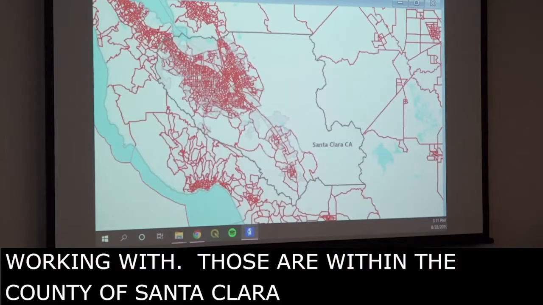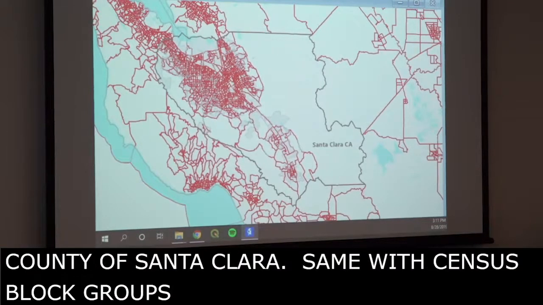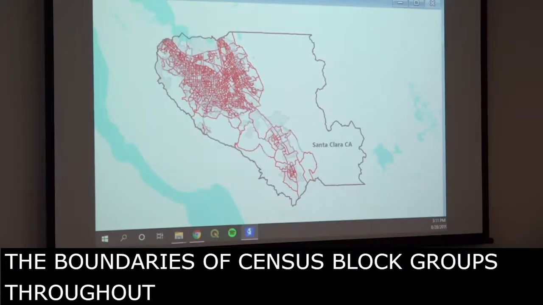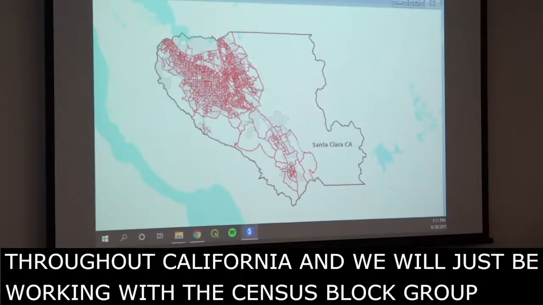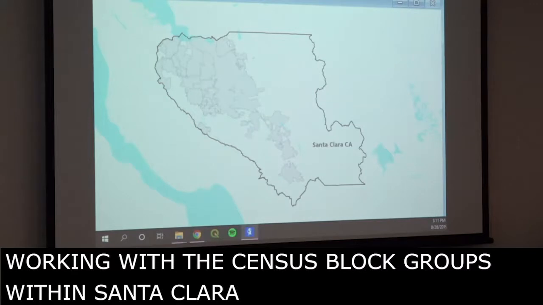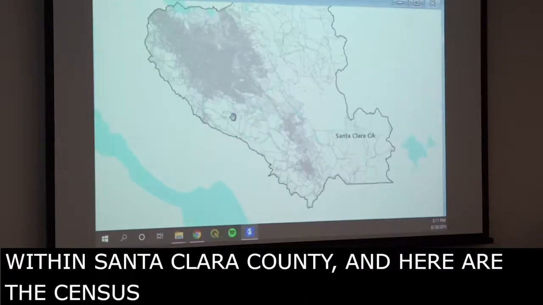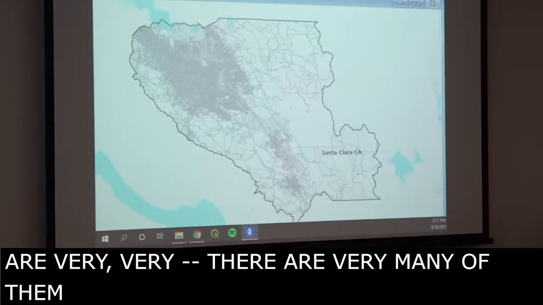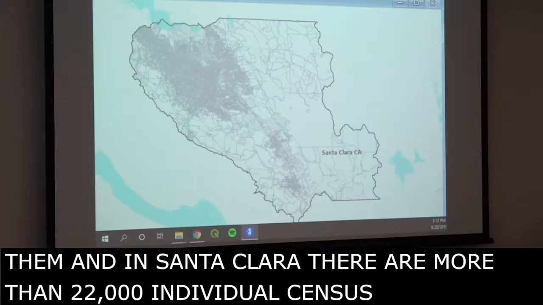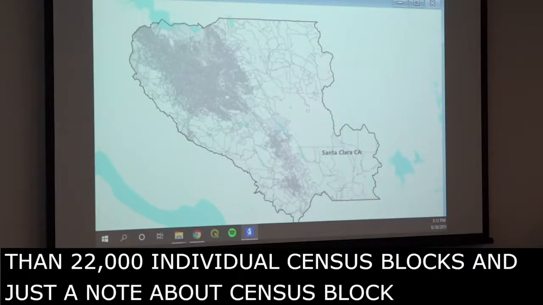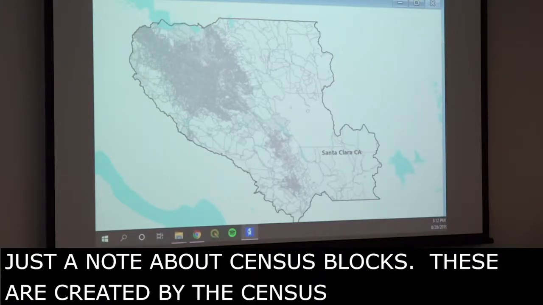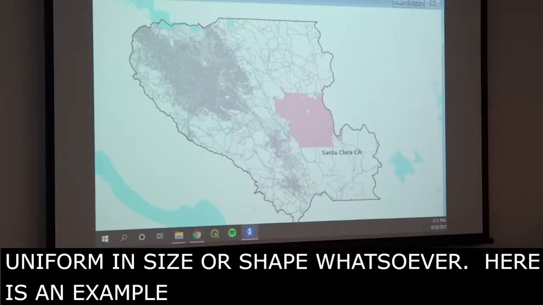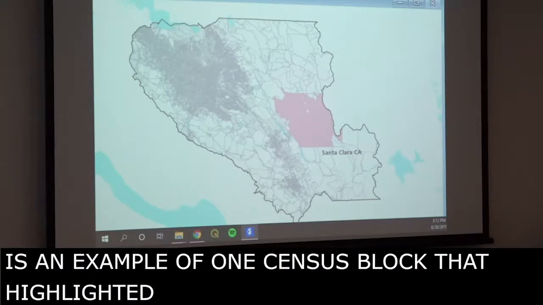Same with census block groups. These red lines delineate the boundaries of census block groups throughout California, and we'll just be working with the census block groups within Santa Clara County. And here are the census blocks. As you can see, there are very many of them in Santa Clara County. There are over 22,000 individual census blocks. And just a note about census blocks, these are created by the census and they are not uniform in size or shape whatsoever. Here's an example of one census block. That highlighted red area is one census block.